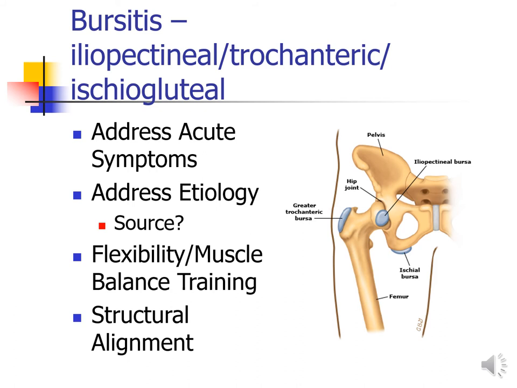The key really is to determine what the underlying source of that bursitis is. We may have to look at some flexibility or muscle imbalance type concerns and address those, and certainly structural alignment is going to be a problem. Are we dealing with potentially a leg length discrepancy? Are there some pelvic obliquities that we're concerned about? If we begin to look at that, are we dealing with issues related to retroversion or anteversion at the hip? If so, those are conditions that we're going to probably want to manage and ensure that we're optimizing the biomechanics of the hip joint for these individuals.